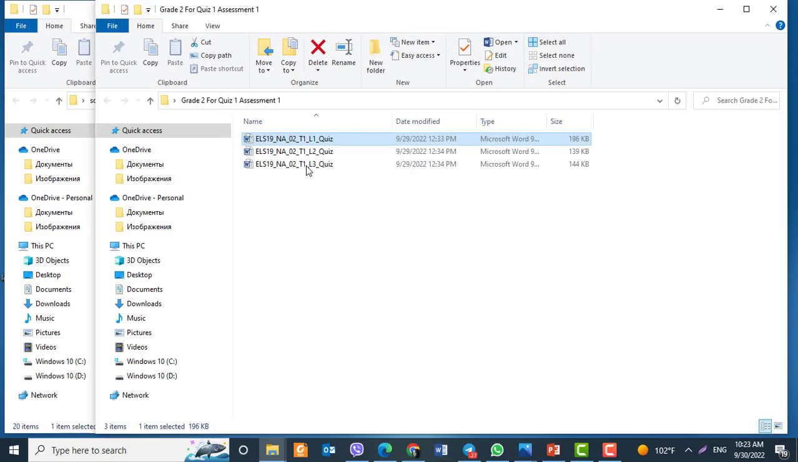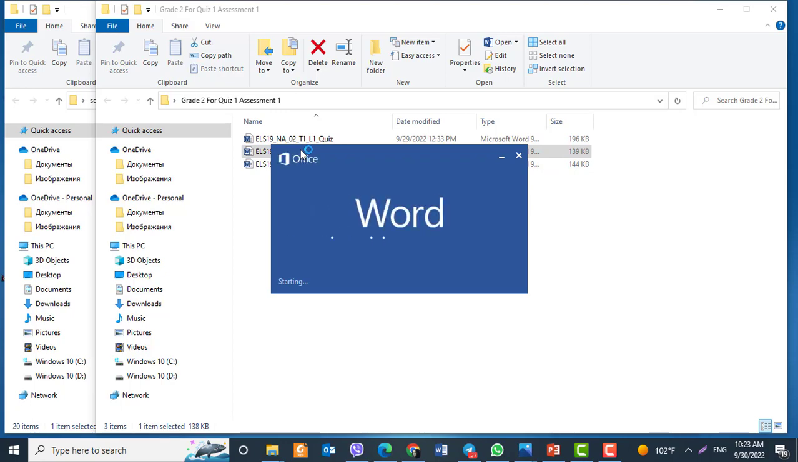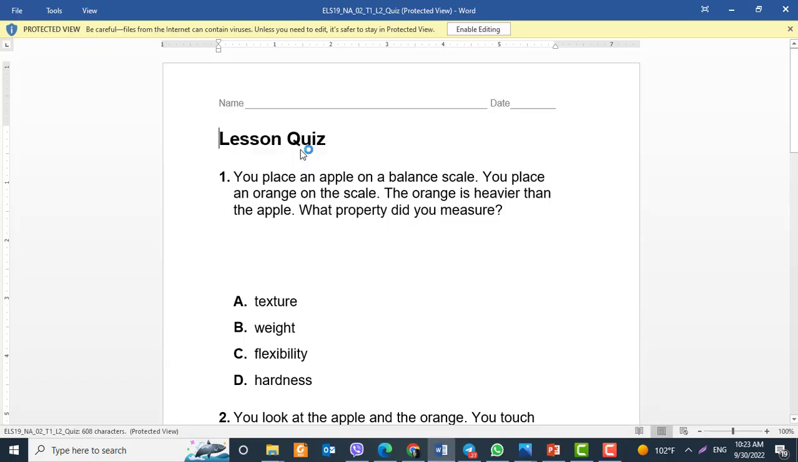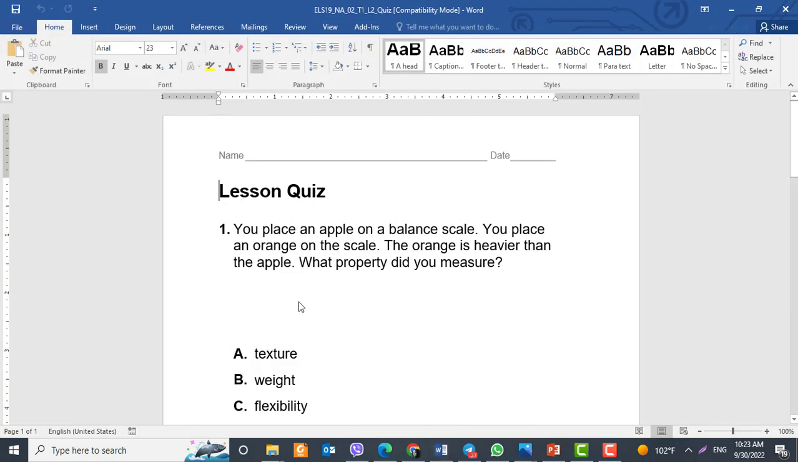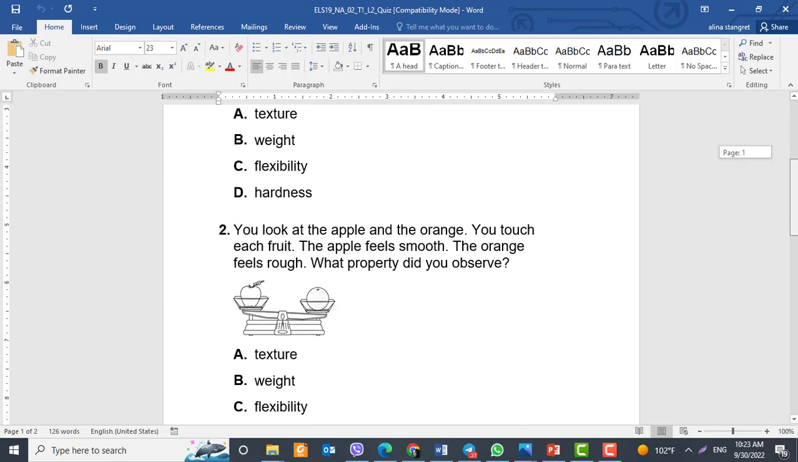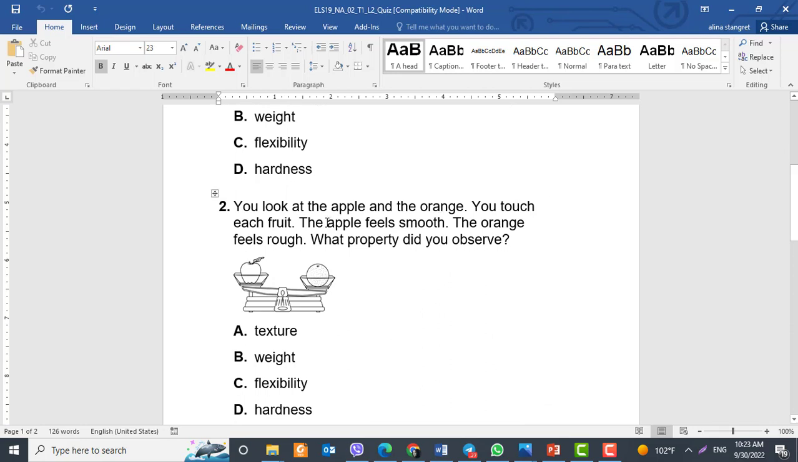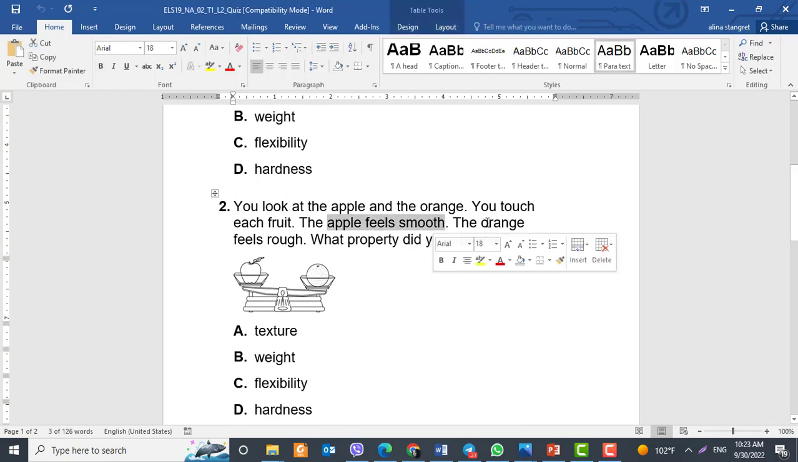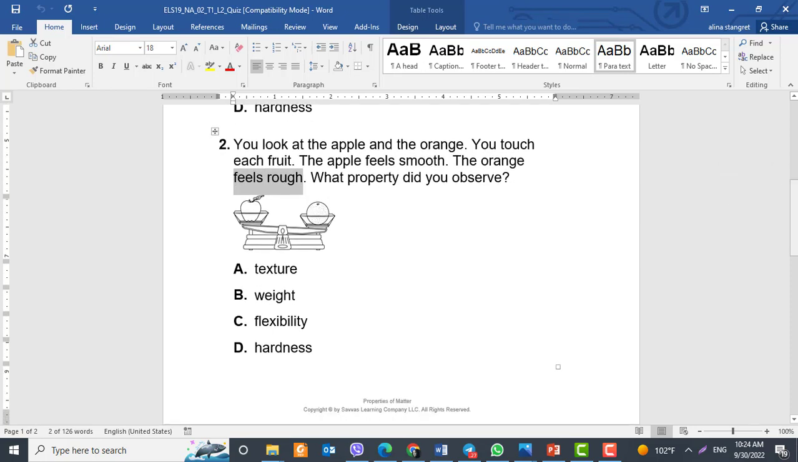Let's have a look at quiz number 2. Here we can see a scale and two fruits, an apple and an orange. When we talk about how heavy, when we say that the orange is heavier than the apple, the property which we discuss here is weight. The same fruits, but the apple feels very smooth and the orange feels rough.